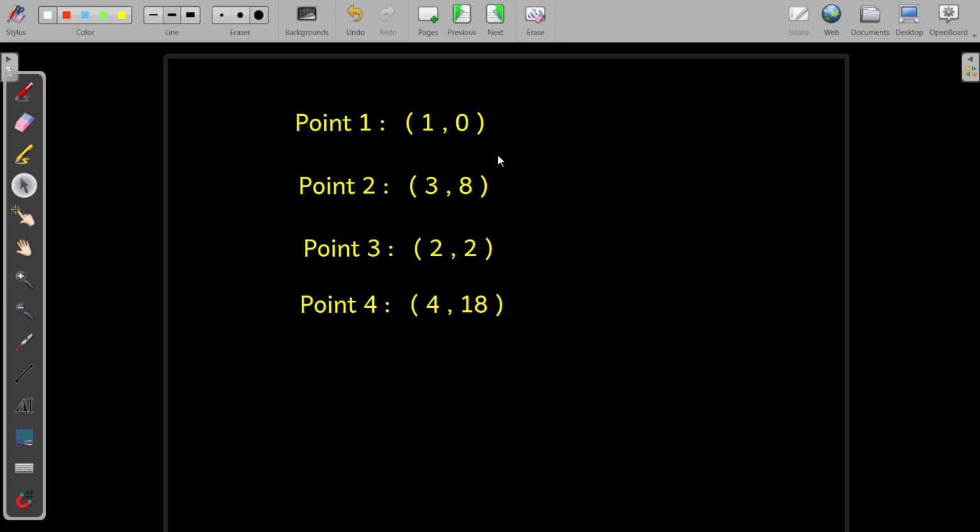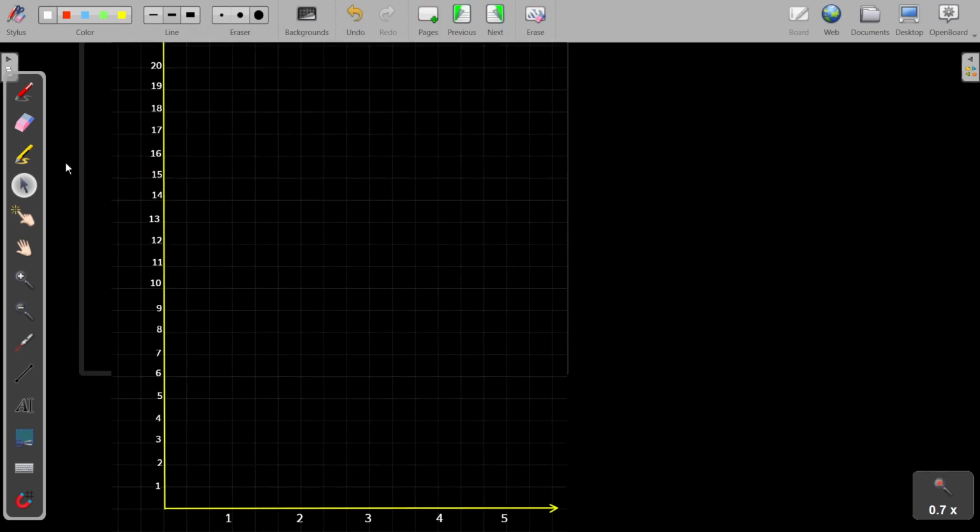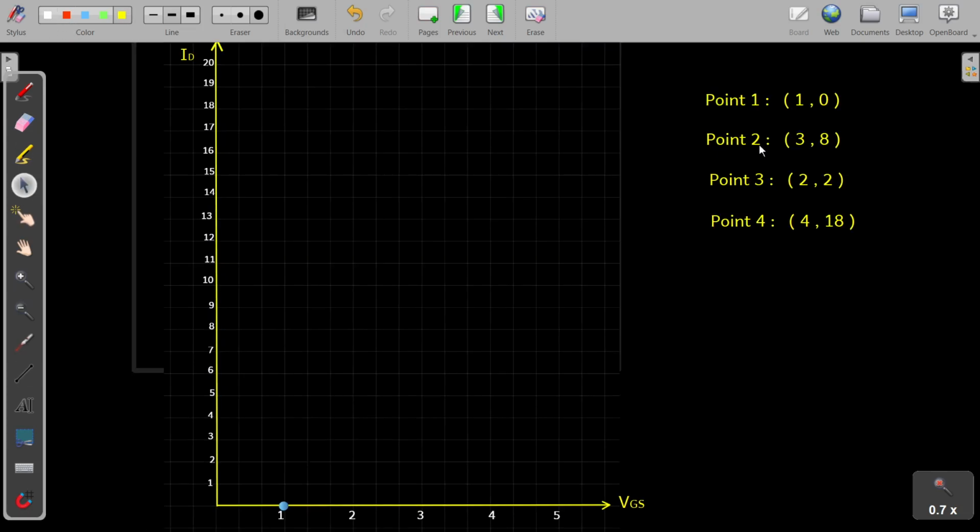Now we plot all these 4 points in the transfer characteristics curve drawn for VGS versus ID. Along the x-axis we have VGS and along the y-axis we have the ID current. First we plot the first point 1 comma 0. Then the second point is 3 comma 8. Here we have this 3 and here we have this 8, so we have plotted the second point also. What is the third point? Third point is 2 comma 2. What is the fourth point? Fourth point is 4 comma 18. This is 4 comma 18.